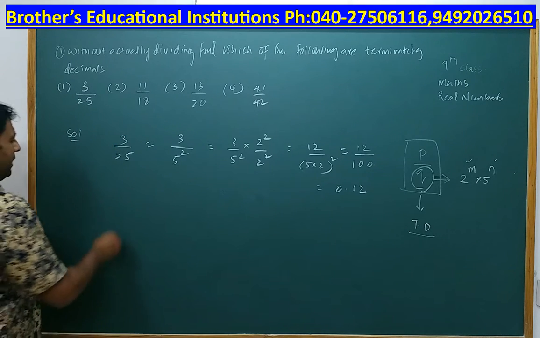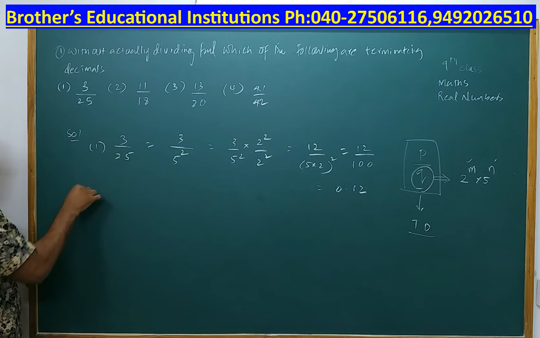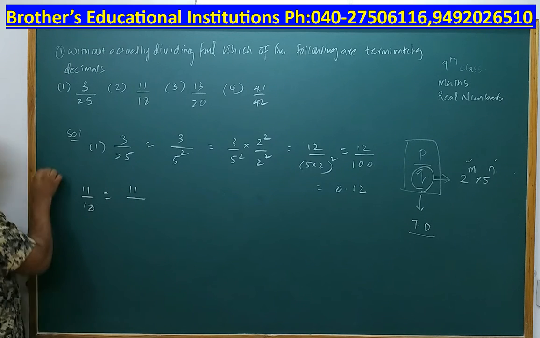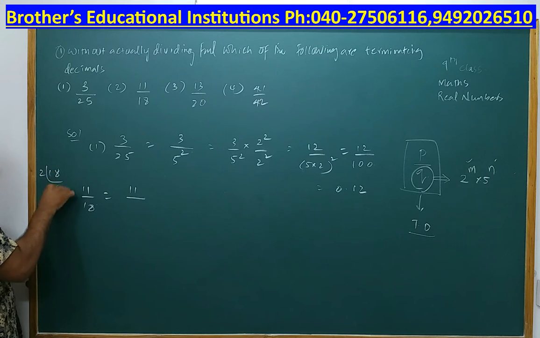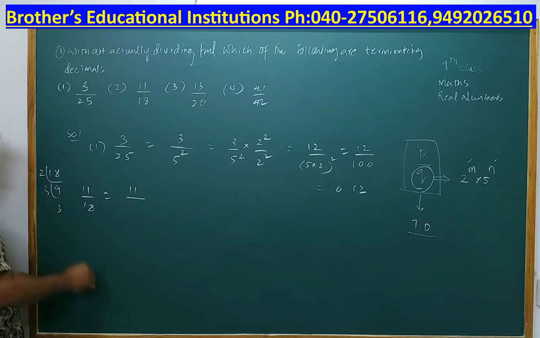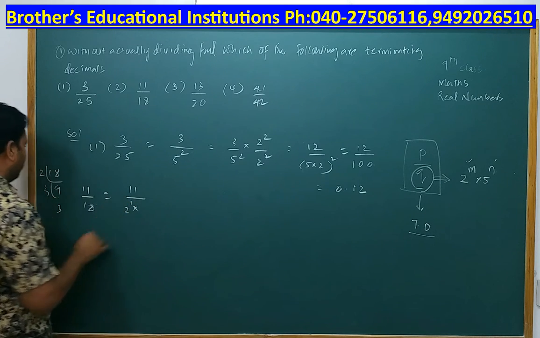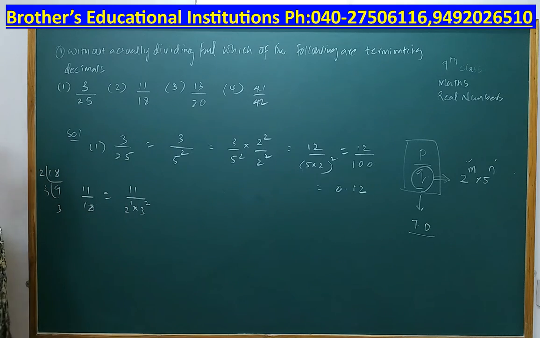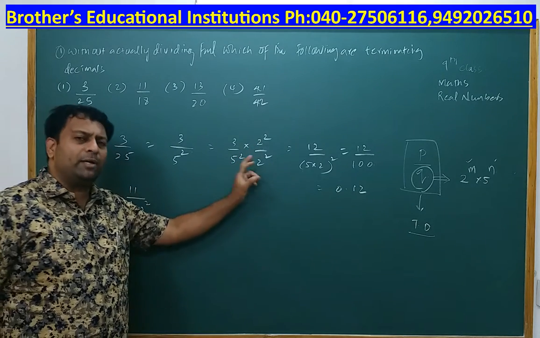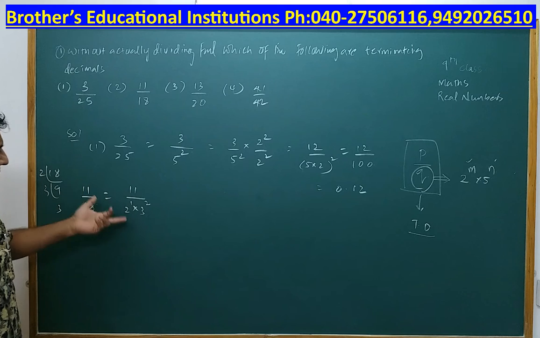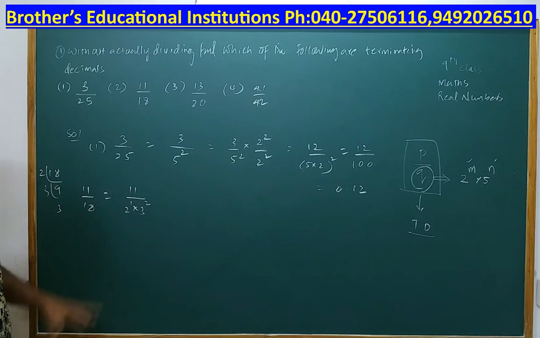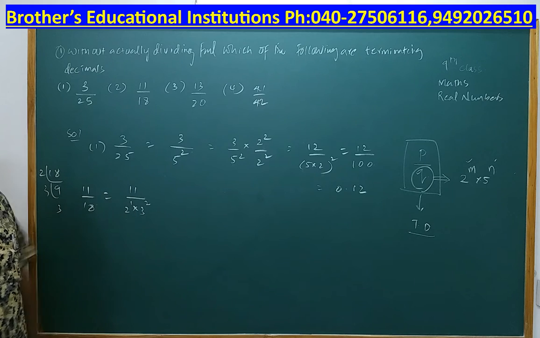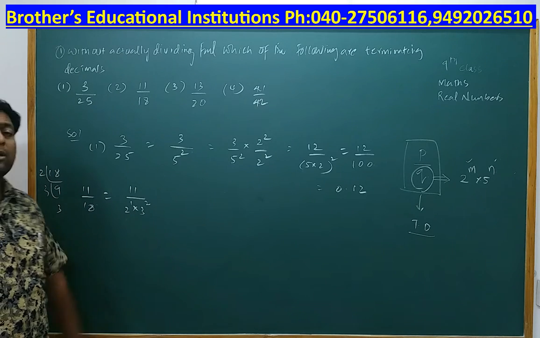Let us take another example. 11 by 18. Now 11 by 18 can be written as, this 18 factors, 2 9s are 18, 9 is 3 3s. So it is 2 to the power of 1 into 3 to the power of 2. In the previous problem, I have multiplied and divided by 2 square. So you will say, sir, I will multiply and divide by 5. No doubt, you will multiply and divide by 5, 5 2s are 10. But what about the 3 square?